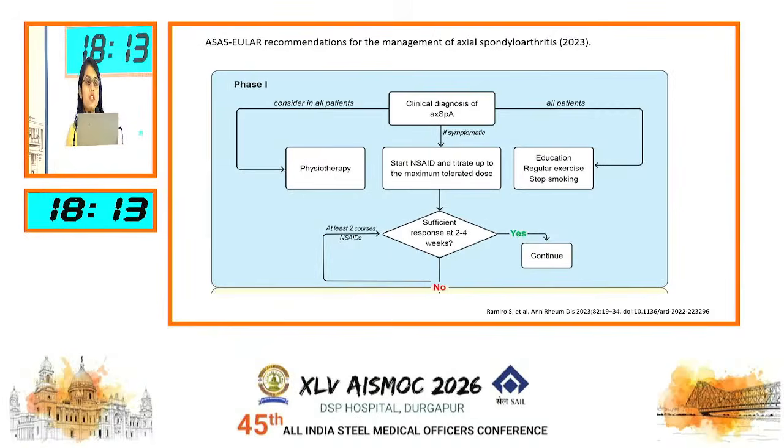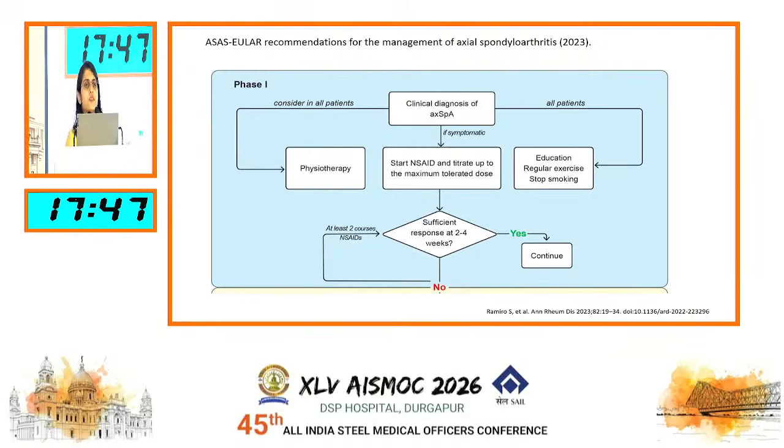So how do we treat a patient? Phase 1, when the patient first comes to us with the diagnosis and we confirm it. First of all, we start off with NSAIDs. NSAIDs are the first line treatment in any patient of AS. At least a trial of 1, maximum 2 months we can give, of 1 or 2 NSAIDs. Along with that, we need to ask the patient to do a good amount of exercises, stop smoking, swimming, so physiotherapy.